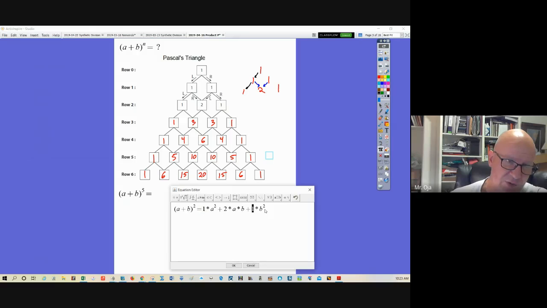So the a's start off with all the exponent power and the b's have none. And then every step to the right, every time we move to a new term, it just kind of equalizes. So the b's increase and the a's decrease. Does that make sense? Yeah, that does.